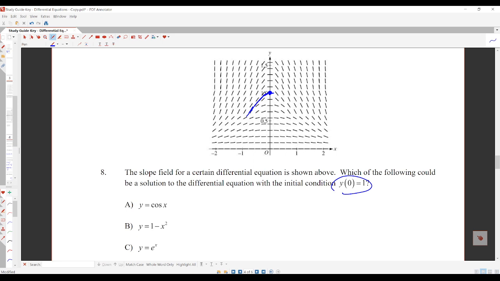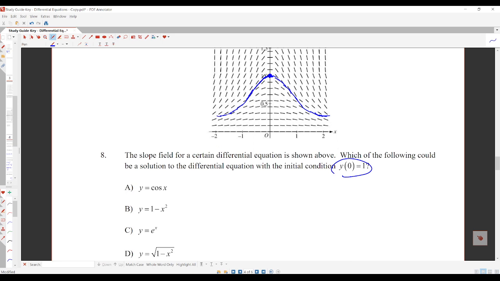And it gets steeper. Then it starts leveling out as we get closer to down there. Same type of thing here. It's going to come down. And again, look for that symmetry. It should look somewhat symmetrical as we build our slope field. All right, so now what I'm looking for is a function that has that shape right there.